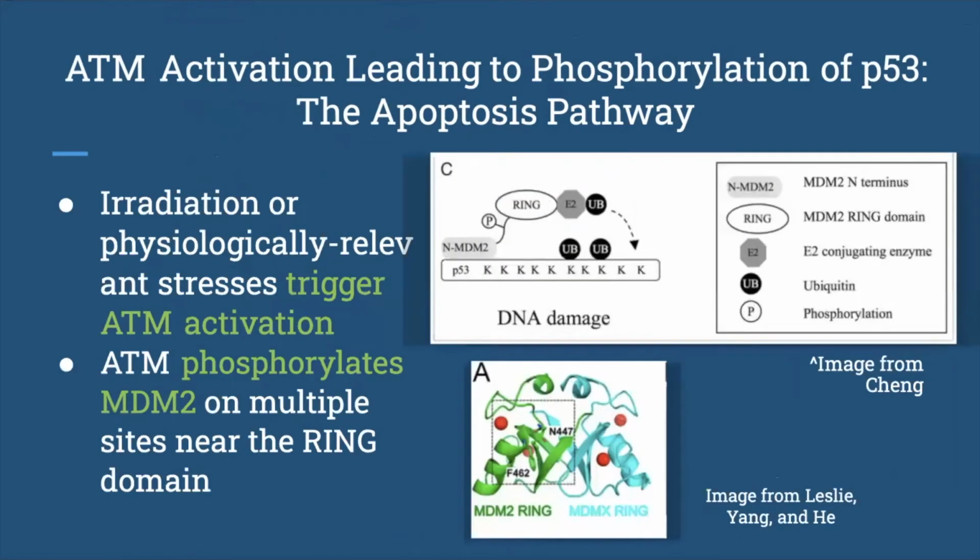On the other hand, if irradiation or physiological stresses such as chemotherapy, heat shock, or an acidic pH occur, ATM will be activated. Once ATM is activated, it will phosphorylate MDM2 near the ring domain. The phosphorylation of MDM2 prevents the polyubiquitination of p53. Without polyubiquitination, p53 cannot be flagged for degradation by the proteasome. As a result, it is stabilized and available to function as a tumor suppressor.